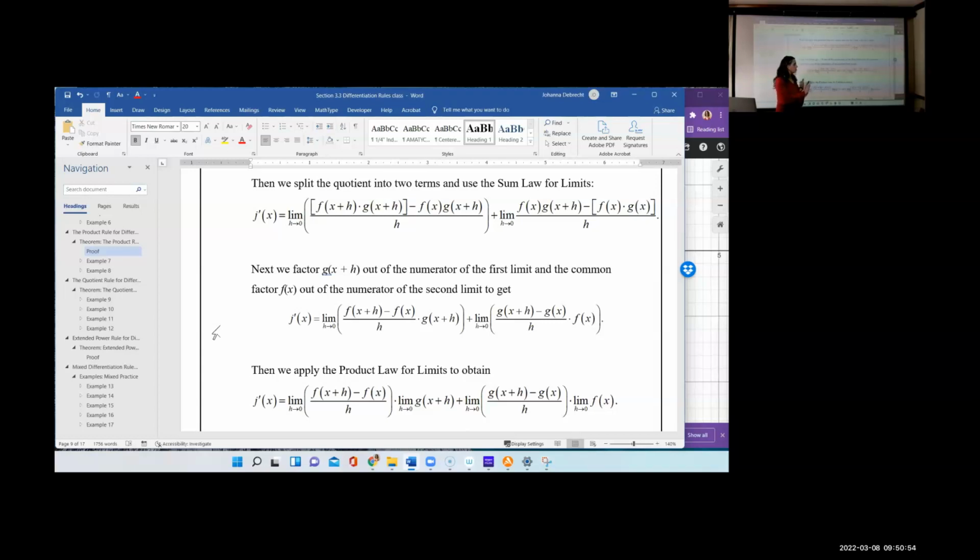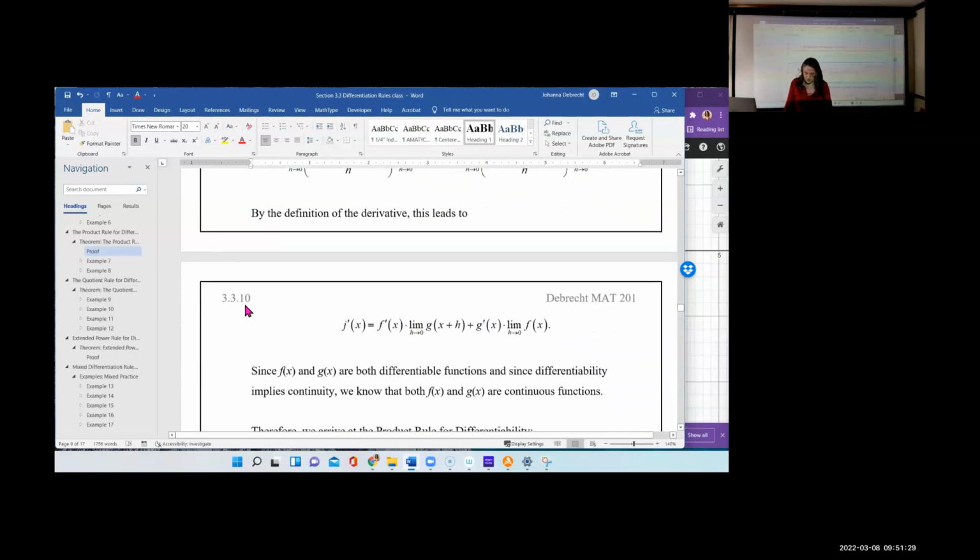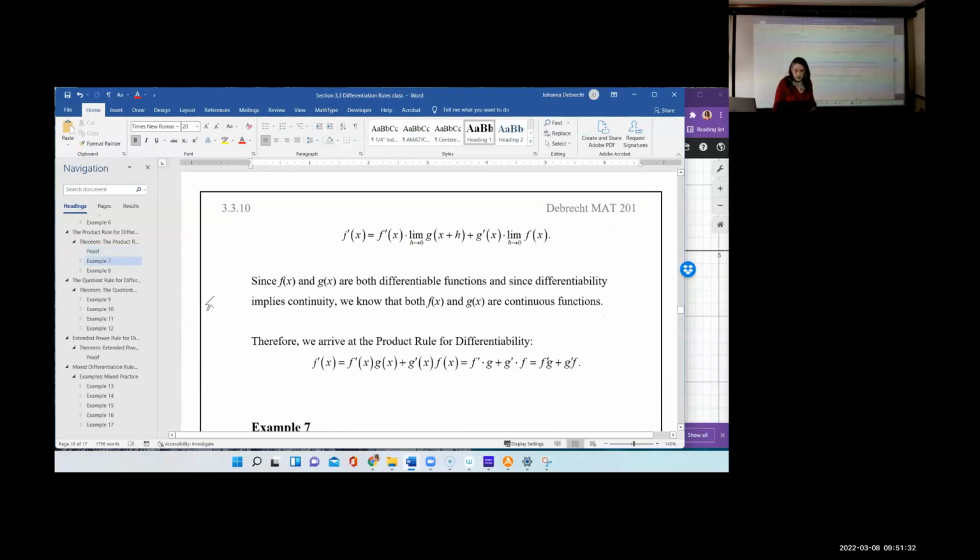You're not allowed with derivatives or integrals, but you're allowed with limits to split products into limits of products or limits of factors. So we have the limit of the first factor, which gives us f prime. G of x plus h, the h is going to go to 0, and we just get g of x. The limit of the difference quotient is g prime. F of x doesn't depend on h, so the limit just becomes f of x. So by the definition of the derivative, this gives us our terms f prime g plus g prime f.